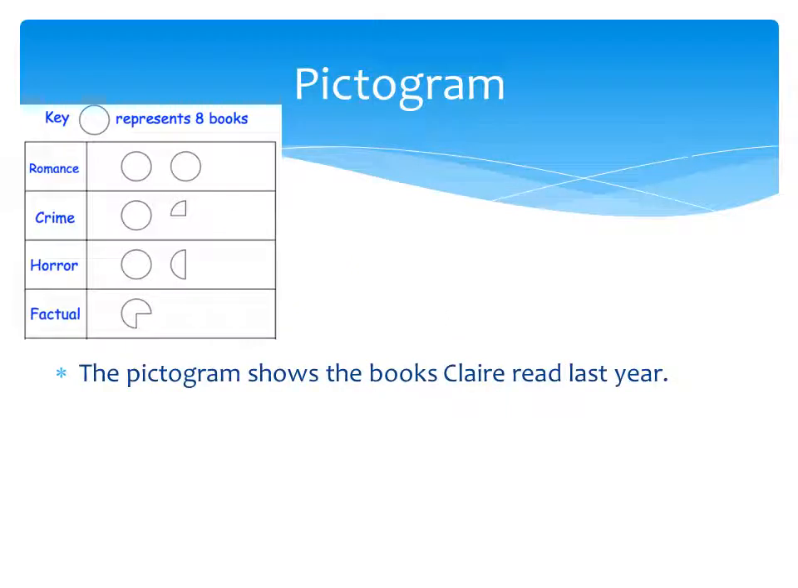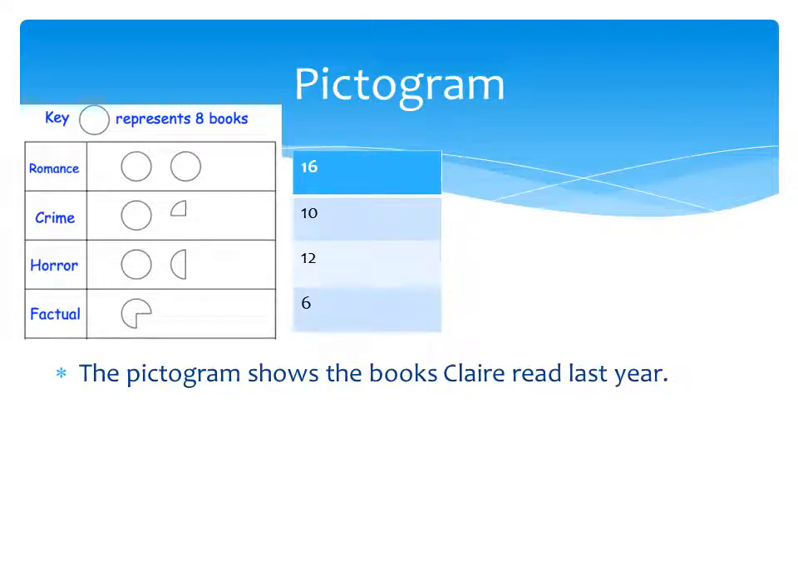Given a pictogram, the key: a circle represents 8 books. The pictogram shows the books Claire read last year. So let us interpret this pictogram. If each circle represents 8, means 2 circles will be 16.